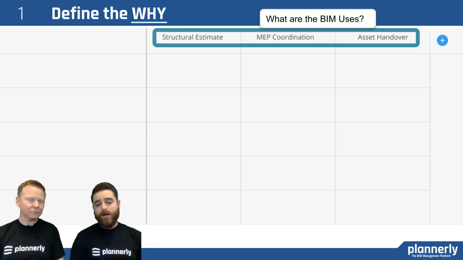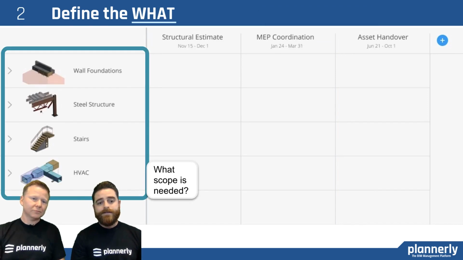You know, if we have a complex design in this building, then we might want MEP coordination to make sure we find enough constructability issues before we get on site. Then, once we define the why, that'll help us answer the what. Now, what scope is required to do the structural estimate? Is it wall foundation, steel? How much depth do we get into the elements? Do we need reinforcement, for example?